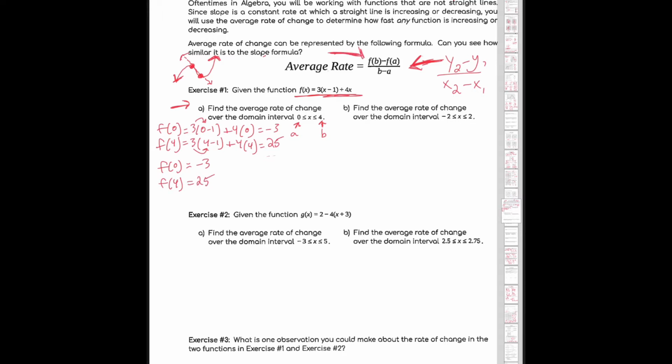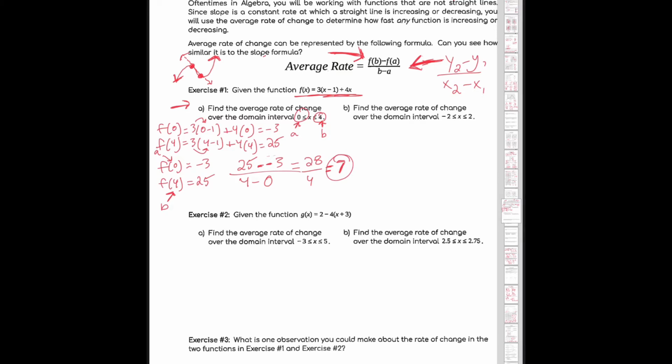So now let's take a look at this formula here and use those values. So f of b minus f of a. This here would be our f of b. This would be our f of a. So f of b was 25. F of a was negative 3. So 25 minus negative 3, and then over b minus a. So our b value was 4, our a value was 0. We do 4 minus 0 here. We get 28 over 4, and now our average rate of change is 7.